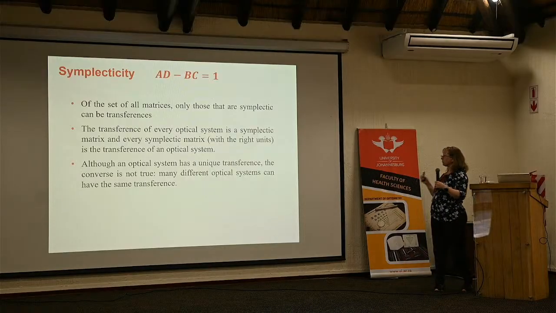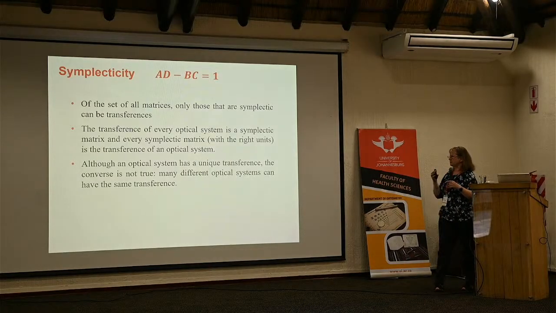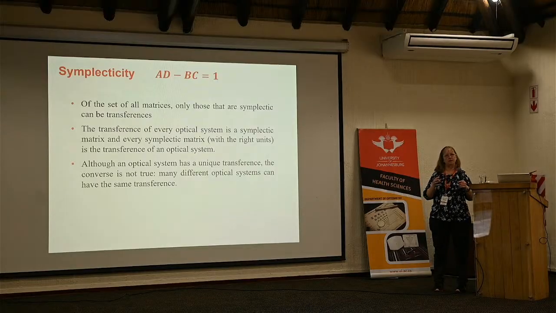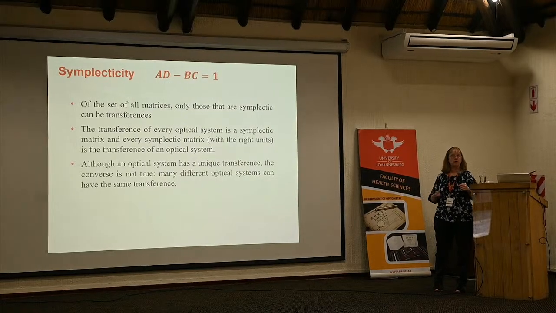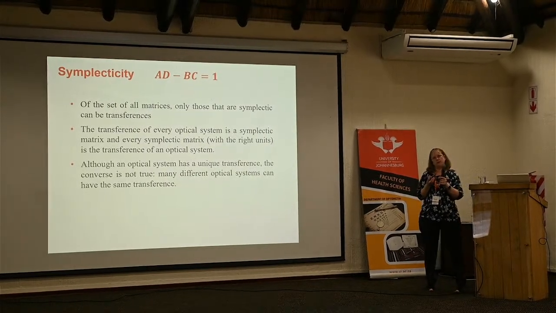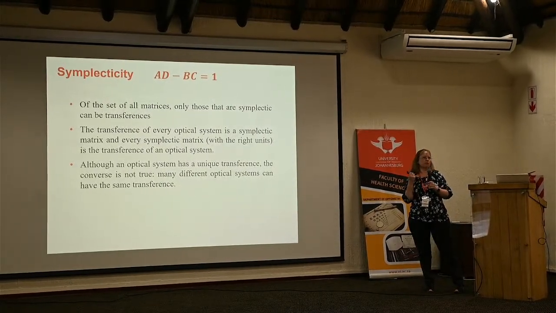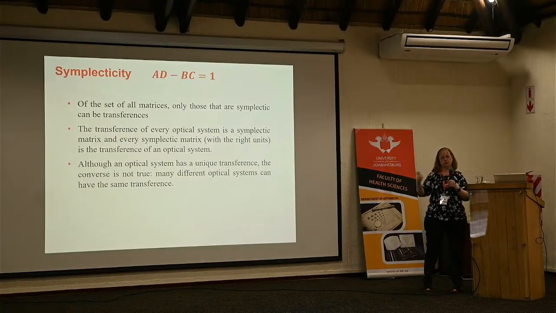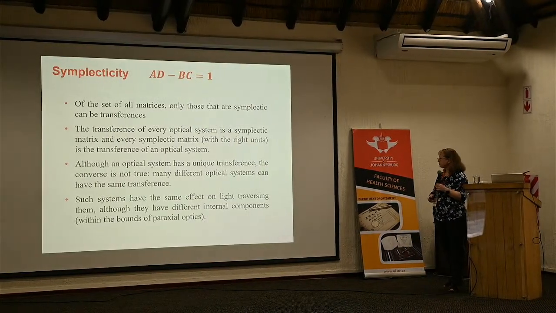Each of those systems will have the same effect on light, but it will be made up of slightly different components. A very simple example is a thin lens. Power of 8 can be made up of 4 plus 4, 5 plus 3, etc. So the entries are slightly different, but the transference will look the same and represent each of those different forms.